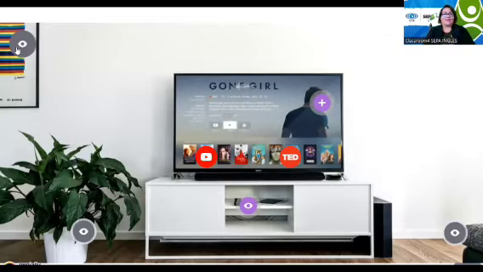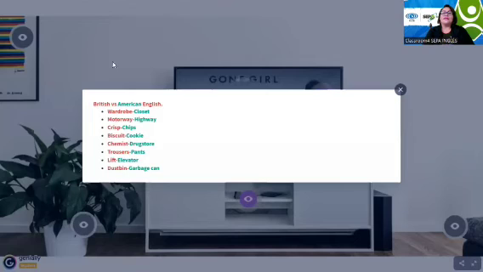Okay, let's click on here. And we have some notes. British versus American English. Wardrobe, closet. In British, I say wardrobe. In American, I say closet. Motorway is British and highway is American. Crisps or chips? Crisps, chips. Biscuit, cookie.